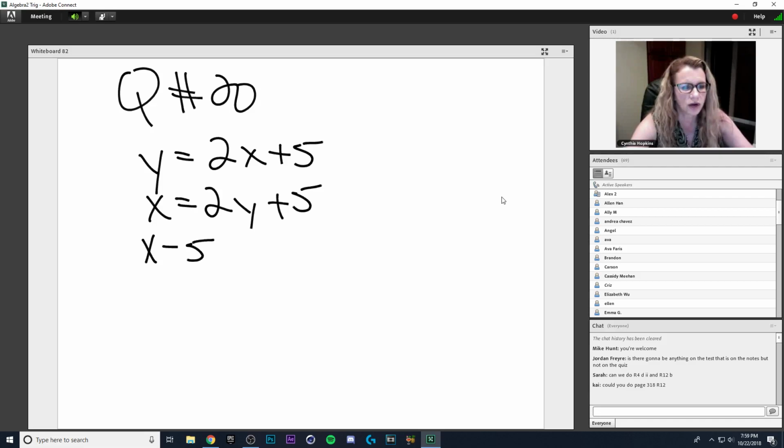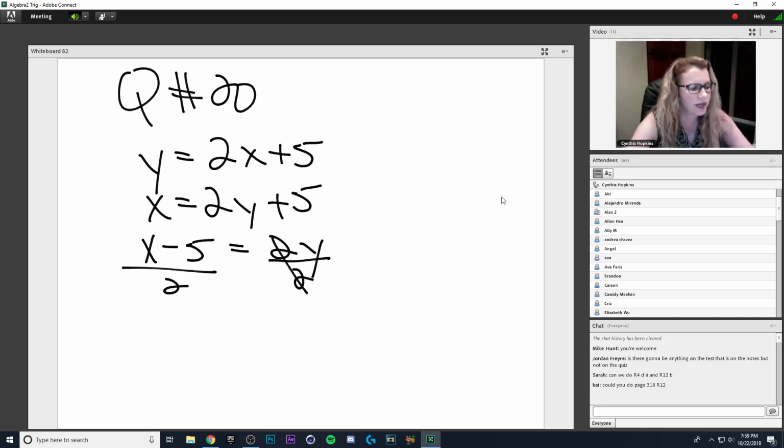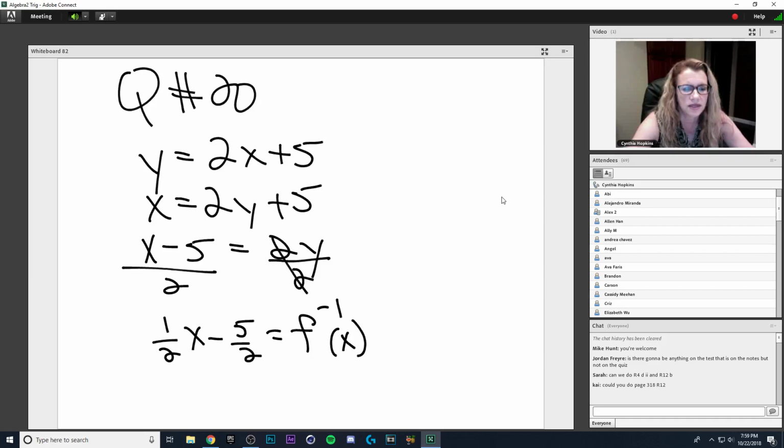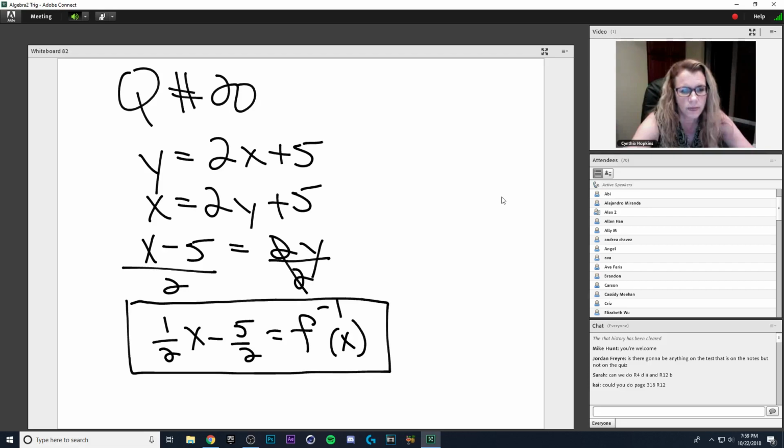So first I'm going to subtract 5. So I get that. Then I'm going to divide by 2. And you can say all over 2 like this. Okay, so I get y equals that. However, my next part, part B, is going to ask me to graph this. So let me go ahead and write f inverse, because that's my step 4 instead of the y. But then instead of leaving this as x minus 5 all over 2, I'm going to write it as 1/2 x minus 5 halves, because then isn't this in y equals mx plus b form?